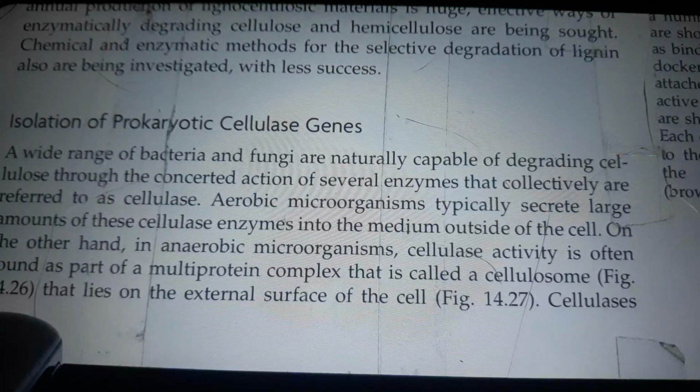Chemical and enzymatic methods for the selective degradation of lignin are also being investigated with less success.